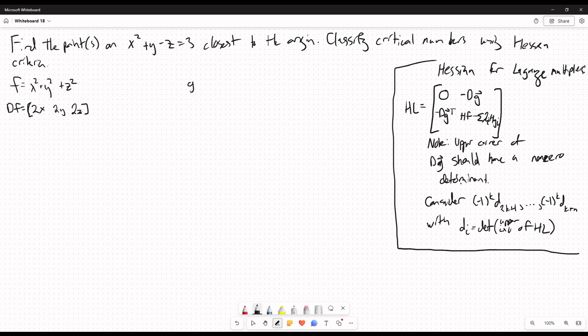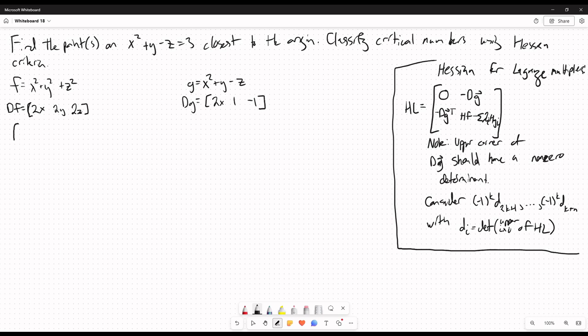And then I have my constraint equation, which is going to be x squared plus y minus z. So this is distance squared. That's always what we like to use. And the gradient, or the derivative, matrix of partial derivatives for g is going to be 2x, 1, negative 1.